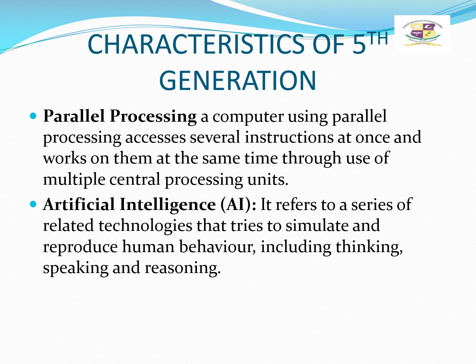Characteristics of fifth generation: parallel processing and artificial intelligence. In parallel processing, a computer using parallel processing can access several instructions at once and work on them at the same time through the use of multiple central processing units. Artificial intelligence refers to a series of related technologies that try to simulate and reproduce human behavior, including thinking, speaking, and reasoning.